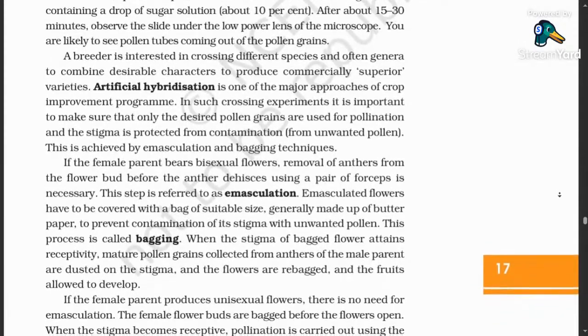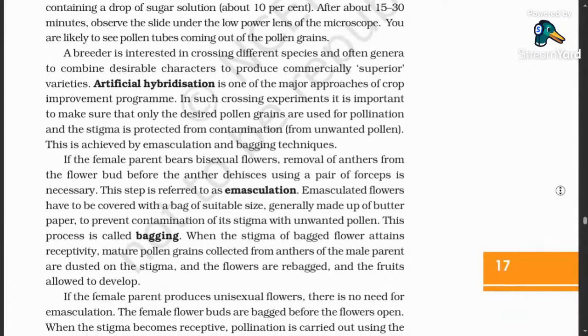A breeder is interested in crossing different species and often generate and combine desirable characters to produce commercially superior varieties. Artificial hybridization is one of the major approaches of crop improvement program. In such crossing experiment, it is important to make sure that only the desired pollen grains are used for pollination, and the stigma is protected from contamination from unwanted pollen. This is achieved by emasculation and bagging techniques.